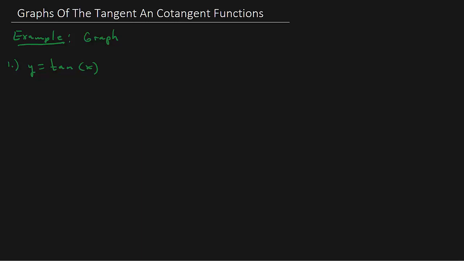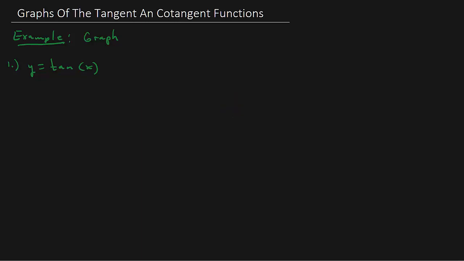Tangent x has a vertical asymptote at negative pi over 2 and pi over 2. When we get to cotangent, cotangent has vertical asymptotes at 0 and pi. All right, so we're going to use that to graph everything. So let's first look at tangent.